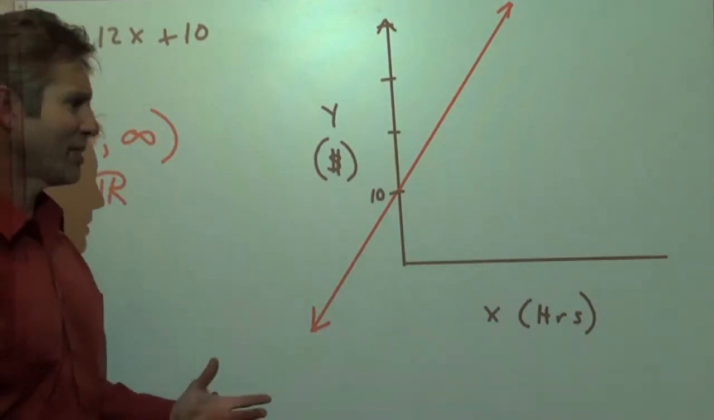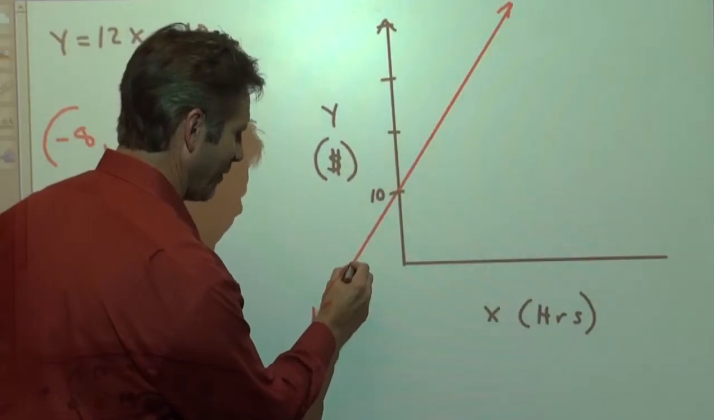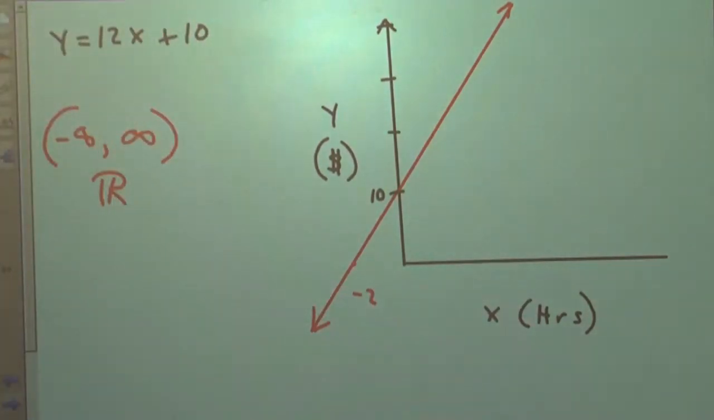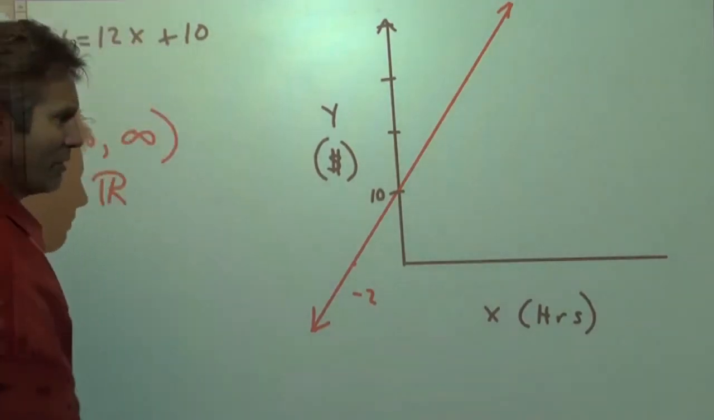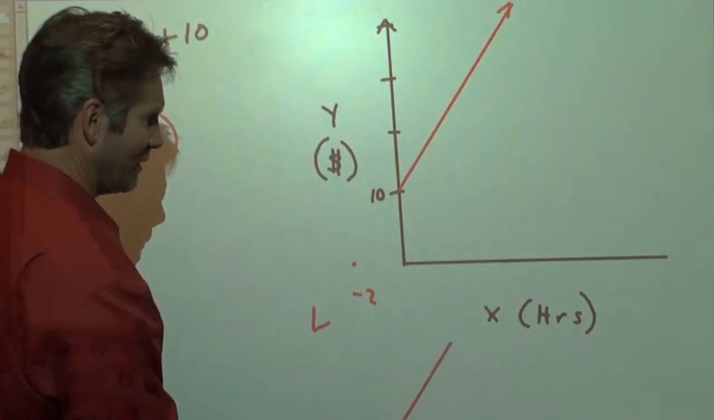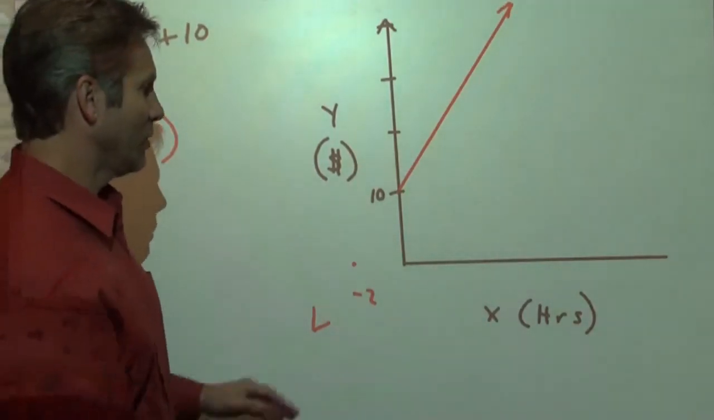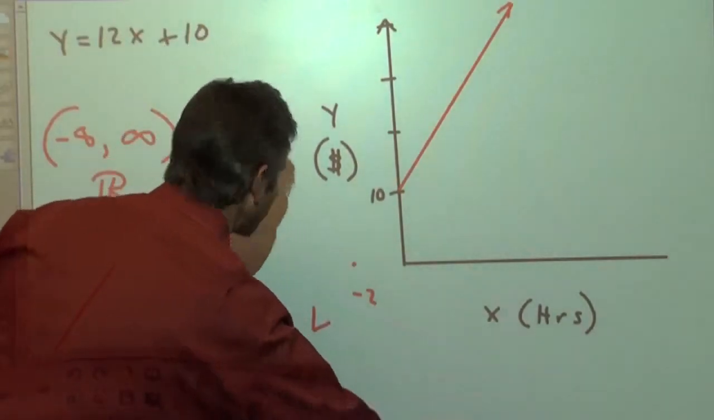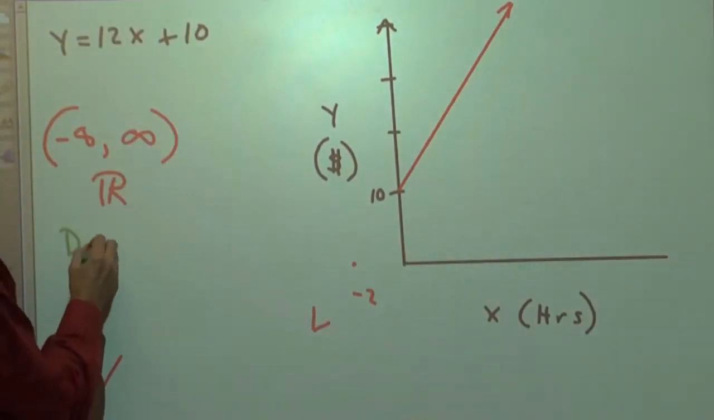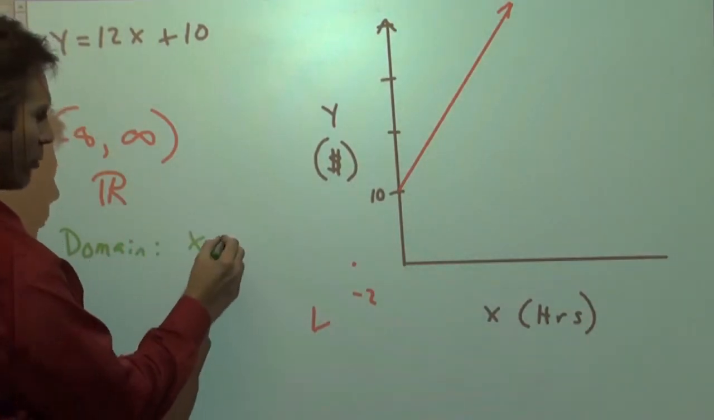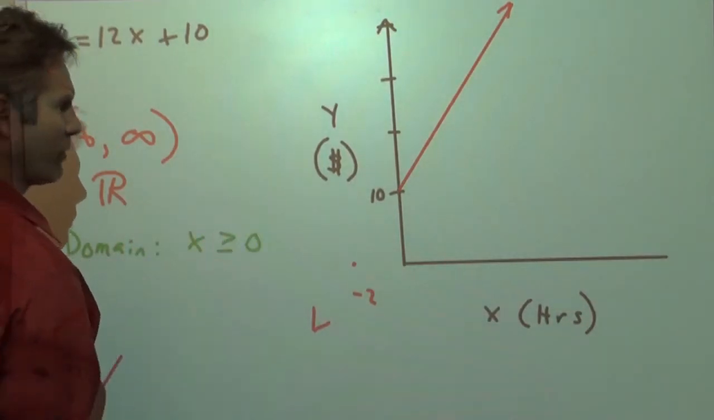It doesn't really make sense for us to talk about a point down here where somebody worked negative 2 hours and they lost $14. That doesn't make sense to us. So we are going to restrict the domain. We're going to tell this part of the line to go away. So now we're saying our domain is going to be restricted. It only makes sense to talk about hours worked that are greater than or equal to 0.